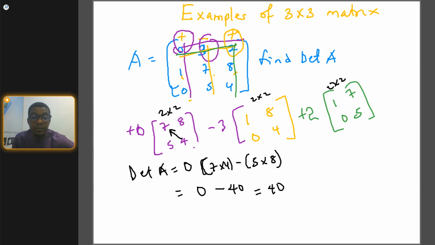So the determinant of this question is 40, but it's going to have a minus, so it's going to be minus 40. Let me come again. I said you have to put the sign first. After putting the sign, you need to identify the question.